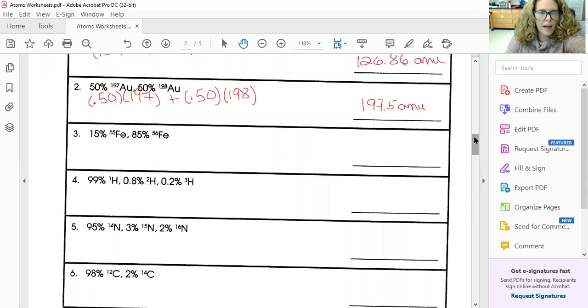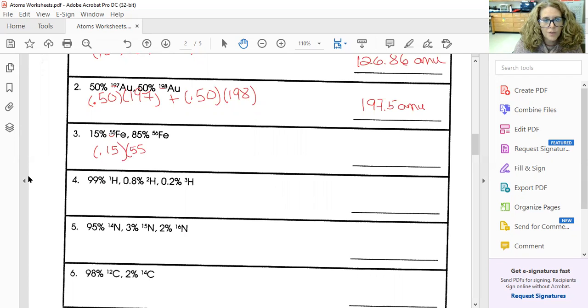We have 15% of the sample of iron with a mass of 55. So that is an isotope with a mass of 55. Remember, isotopes have a different number of neutrons, so they have a different mass, but they're still the same element identity-wise. So 0.15 has a mass of 55. There's my multiply and my divide by 100. Now I'm going to add 0.85 times the mass of 56.